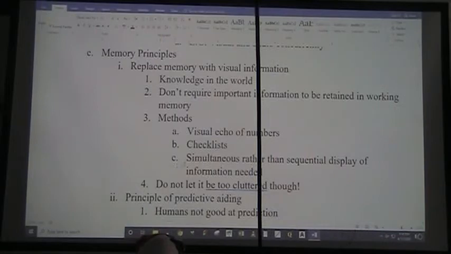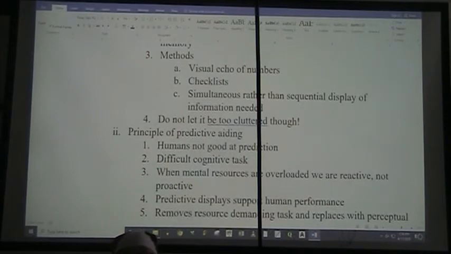A simultaneous display is not as good necessarily as a sequential display of the information, right? You've got this, you've got this, you've got this going on. One thing we always have to remember, don't let it get too cluttered. Sometimes people want to show every single thing that is happening now, has ever happened, and ever will be. Not a good way from a human factors perspective.